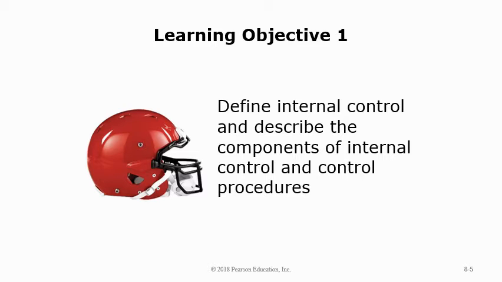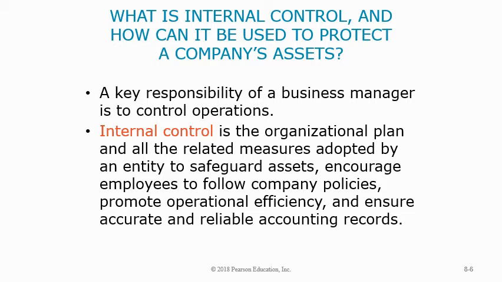So our first learning objective here is that we are going to define internal control and describe the components of internal control and control procedure. So when we talk about internal control, what we're really talking about is the plan that an organization has that will safeguard the assets, encourage employees to follow policies, have something in place so that if we notice an employee not following a policy, we have a safe way to bring that to the attention of the stakeholders. We're going to promote operational efficiency and ensure that accurate and reliable accounting records are being kept.